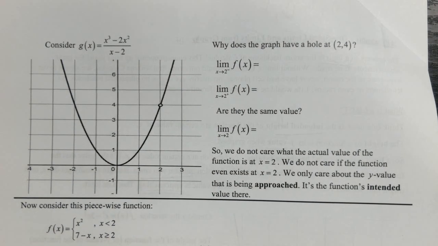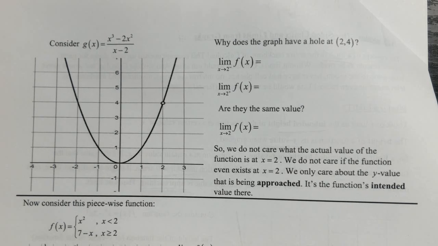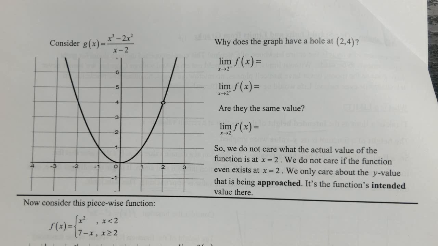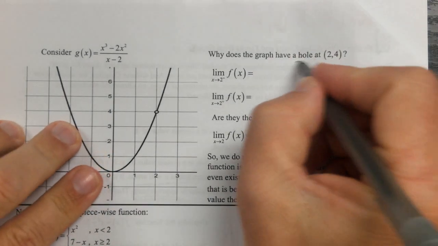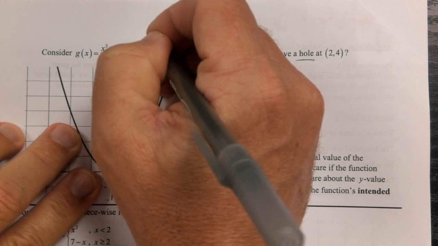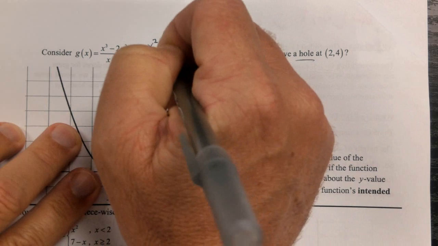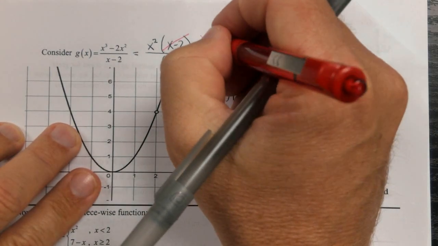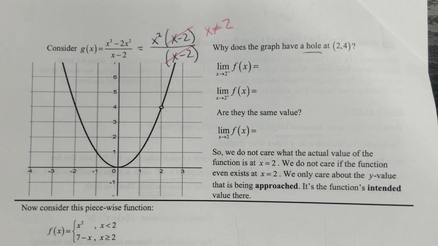Consider that guy. Pre-cal review experts here. Why does that graph have a hole in it? Do you remember? Why is that hole there? If we factor it, so we take out an x squared, and we cancel the x minus 2's, but x can't be 2 because that would make the bottom 0. That's why there's a hole there.